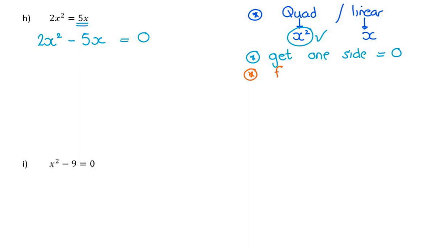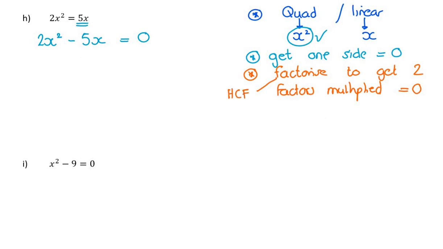My next step is factorize. You want to get two factors multiplied together to give you 0. So factorize to get two factors multiplied together to equal 0. Now what's the first thing when we factorize? We check for a highest common factor. After that, just to recap, we check for a difference of two squares, and after that we check for a trinomial. So in this case I'm going to check for a highest common factor, and I see that x is common. So I'm left with 2x because x multiplied by 2x will give me 2x squared. Subtract 5 equals 0.